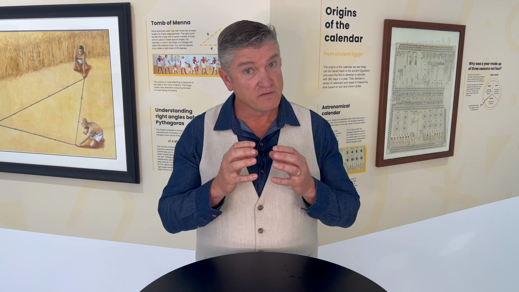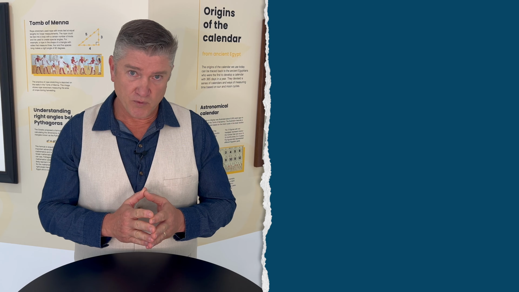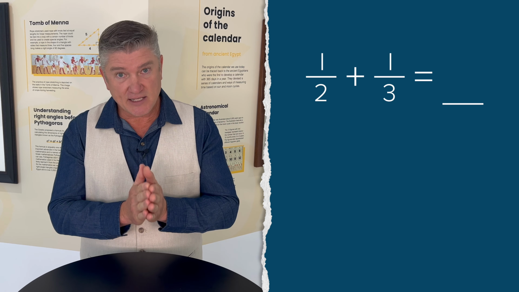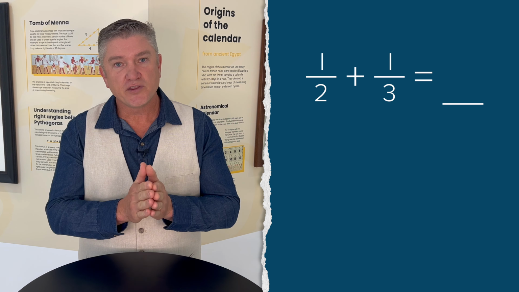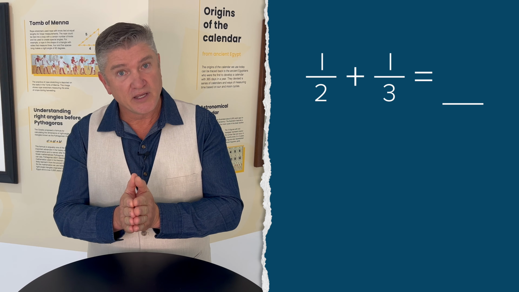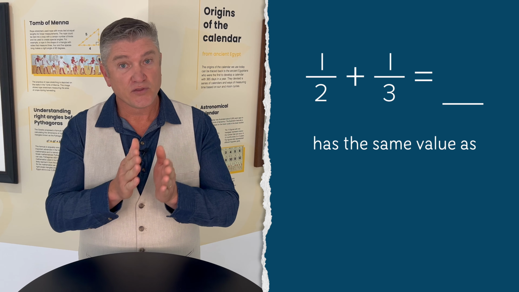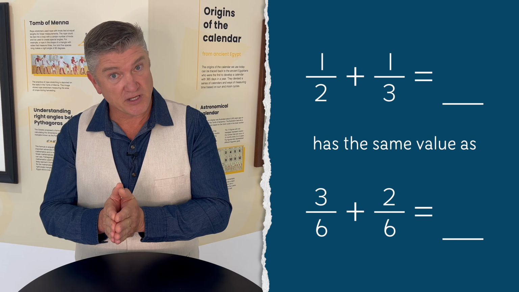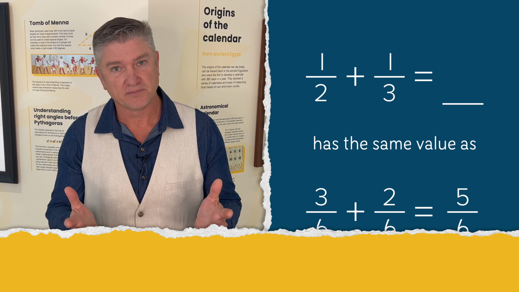Second, to add and subtract common fractions, we often need to find a common denominator. This involves converting both fractions into equivalent forms using the same denominator. For example, 1/2 plus 1/3 can easily be calculated when you convert them into sixths. 1/2 plus 1/3 has the same value as 3/6 plus 2/6, which is 5/6.